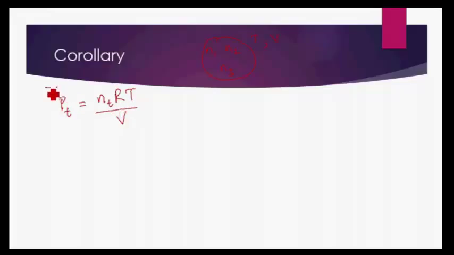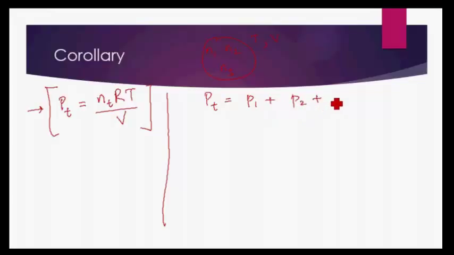This is always valid. Ideal gas equation is always valid over here, so this formula is correct. Also I know that total pressure as per Dalton's law is simply the sum of individual pressures. And what is the value of individual pressures? Partial pressure of gas 1, P1, is simply N1 RT by V. Similarly, partial pressure of gas 2 and gas 3 are N2 and N3 RT by V respectively.